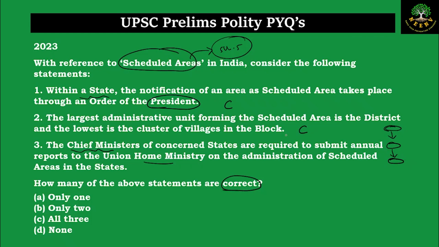The chief ministers of the concerned states are required to submit an annual report. Here is a twist. It is not the chief ministers who have to submit a report, but it is the governor who will submit the report. Hence, this statement will be incorrect. How many of the above statements are correct? 1 and 2 are correct, 3 is incorrect. So only 2 statements are correct. Answer will be B. Now let us look at the in-depth explanation.